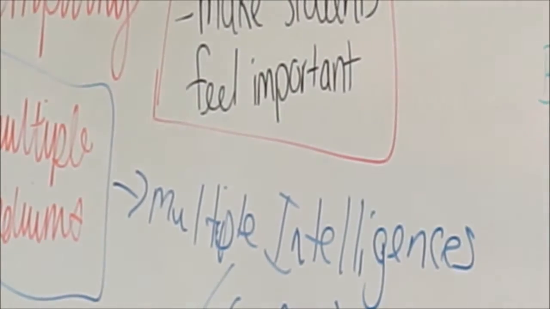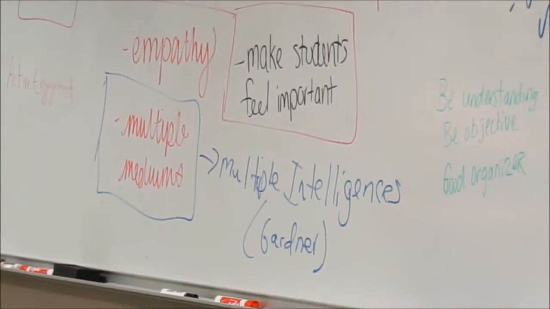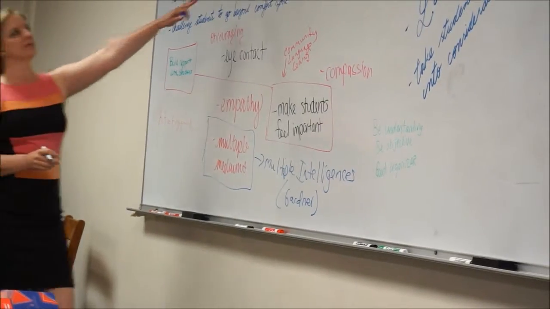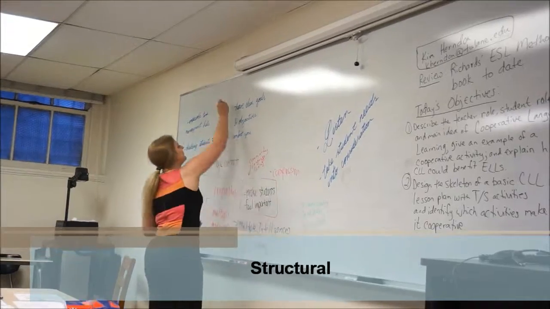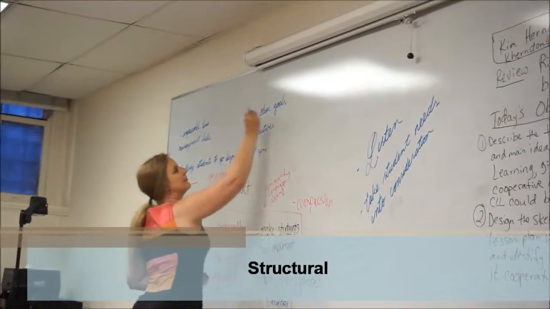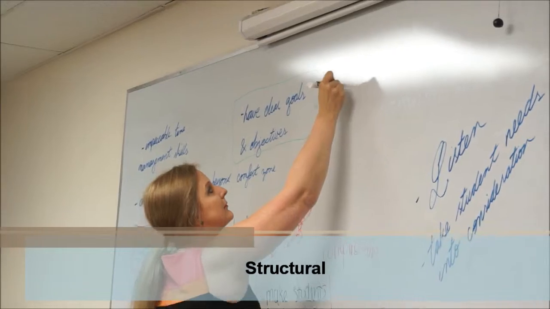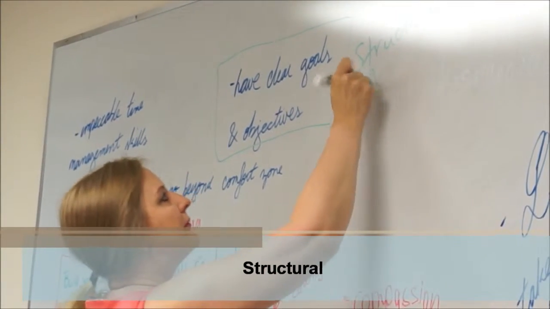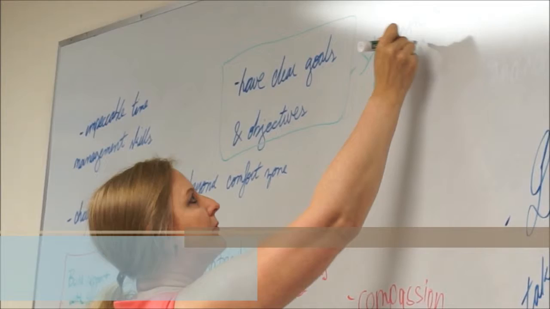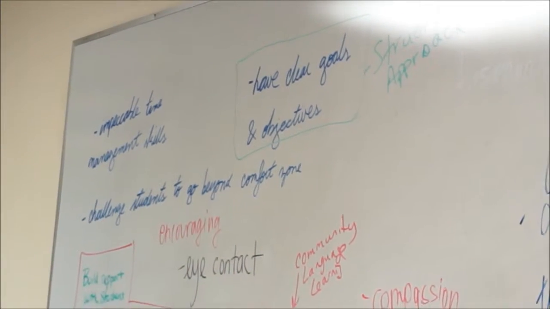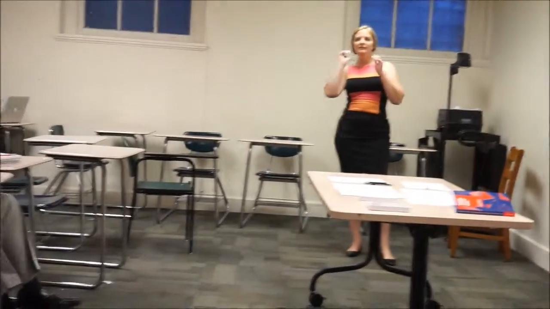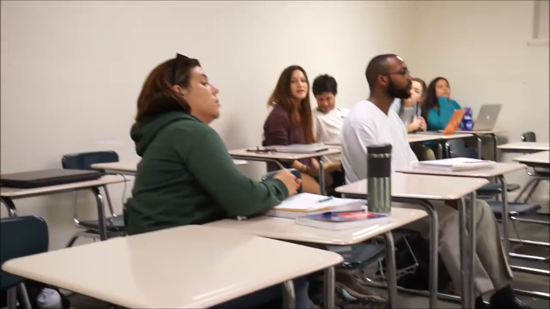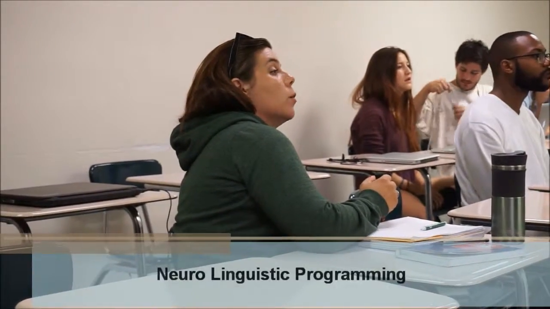What else? The top two blue lines could be the structural approach. What else, guys? The understanding and the objective, neurolinguistic programming method. Can you speak up a little bit? Under neurolinguistic programming method.